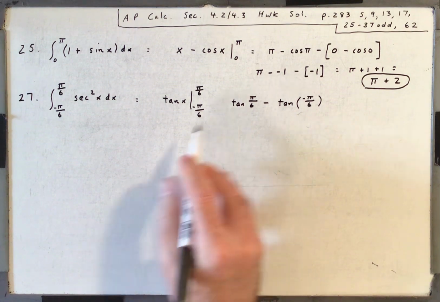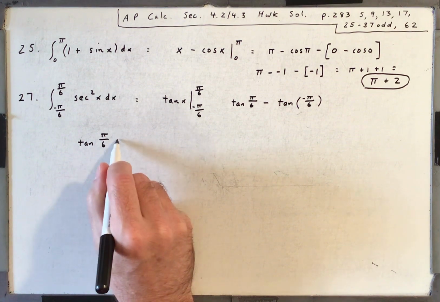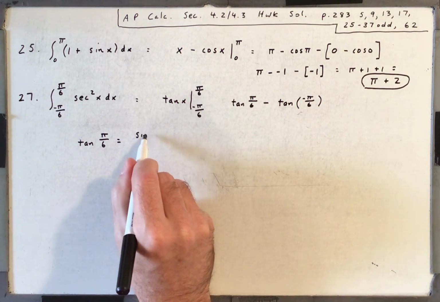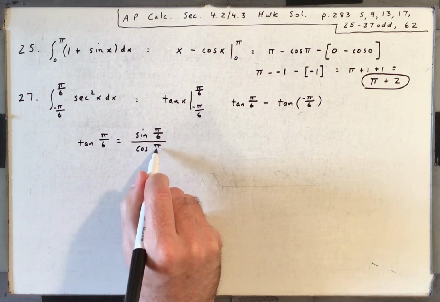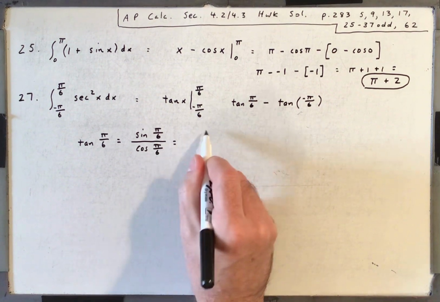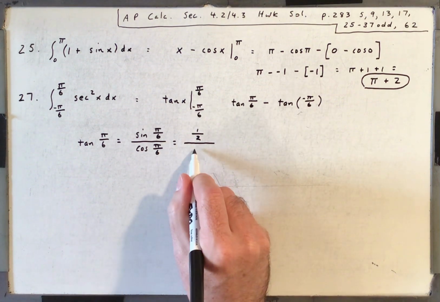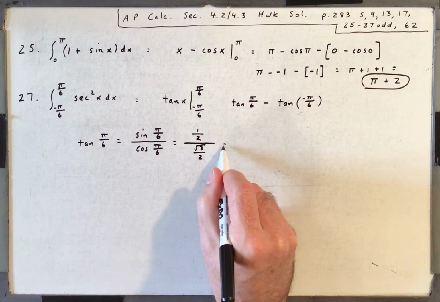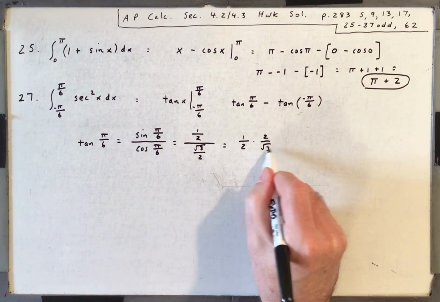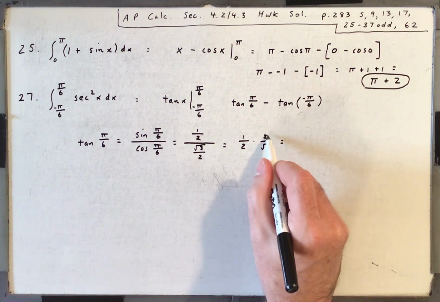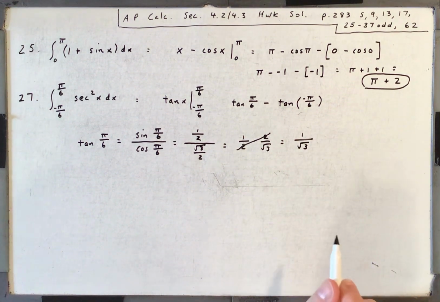Now on your unit circle you don't have a tangent, but you know that tangent of pi over 6 is equal to the sine of pi over 6 over the cosine of pi over 6. Okay, that's going to be 1/2. So look at you get the unit circle on the test, over the square root of 3 over 2. That's 1/2 times, flip and multiply, 2 over root 3. So that would be, the 2's cancel, and you'd have 1 over root 3.